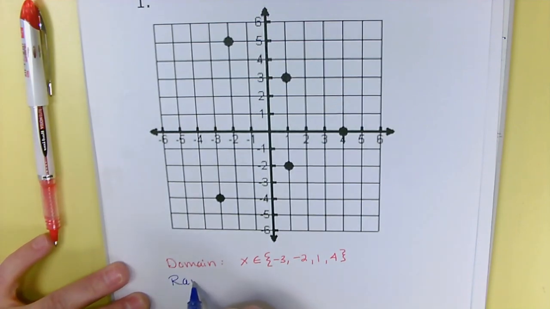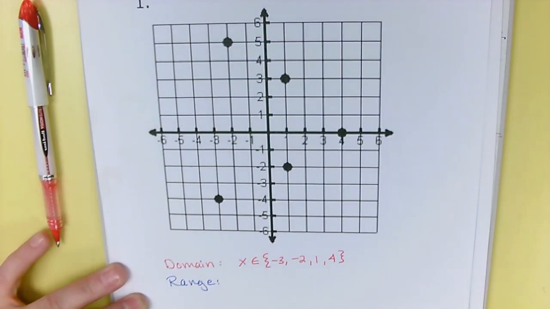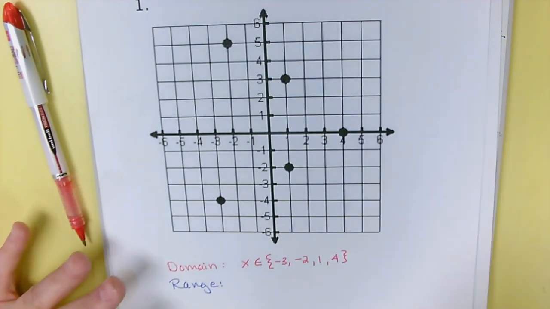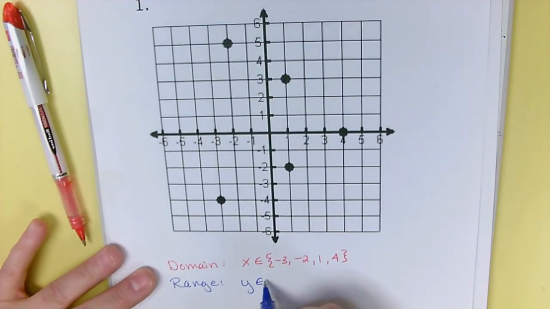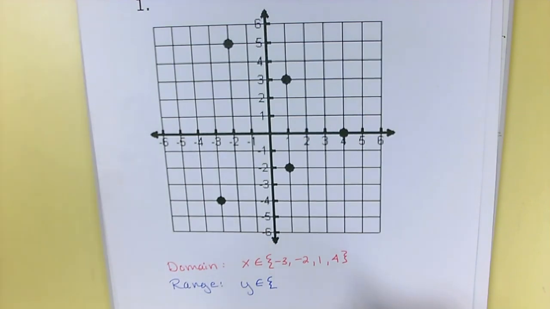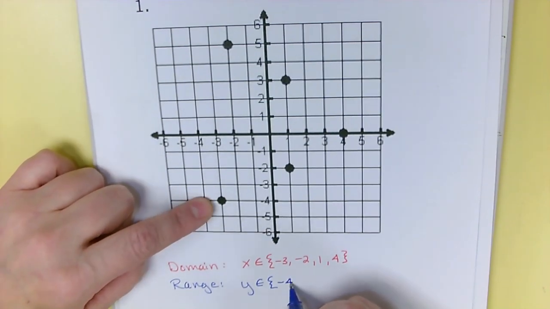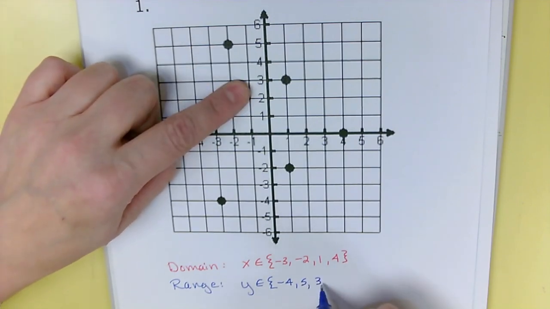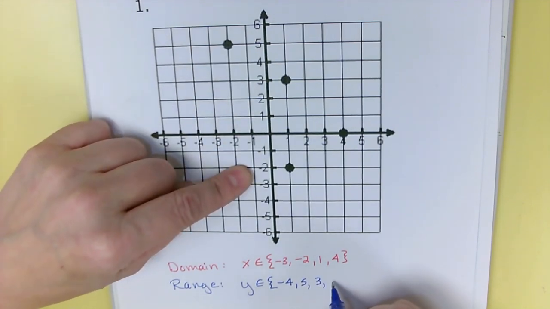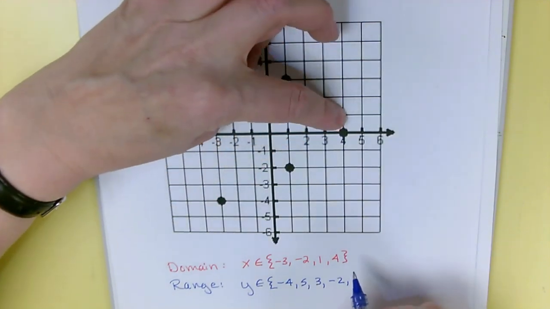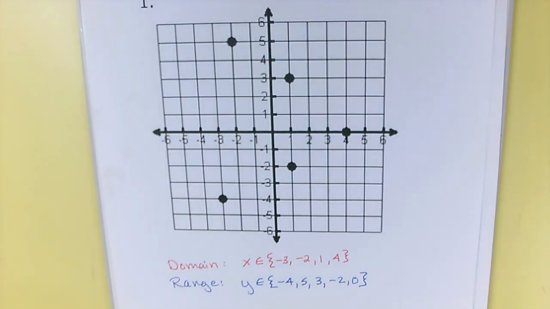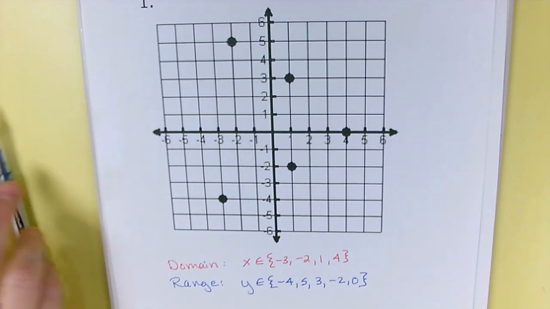Okay, range. Your range is your y values. And again, we have 5 separate points. So y is an element of the set containing. We're going to list the y's. So I have a -4 for this one, a 5 for that one, a 3, got a -2, and then the y value for this side point is 0. So that is your domain and range.